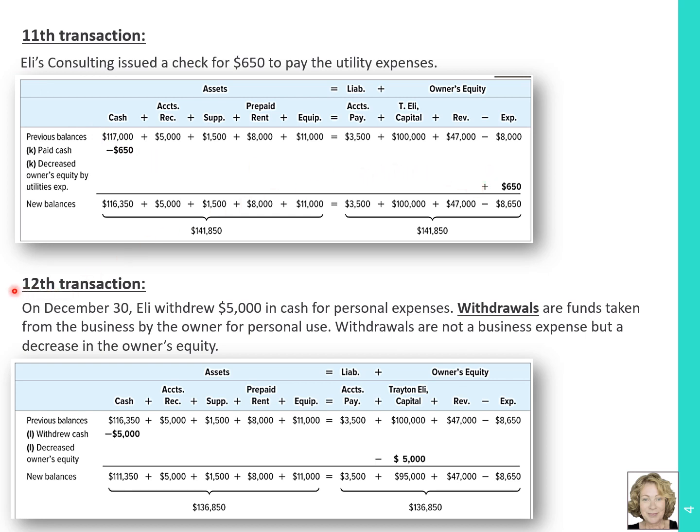Let's now look at our last transaction. On December 30th, Eli withdrew $5,000 in cash for personal expenses. Withdrawals are funds taken from the business by the owner for personal use. Withdrawals are not a business expense, but a decrease in owner's equity. We decrease the cash by $5,000, and we also decrease capital by $5,000.